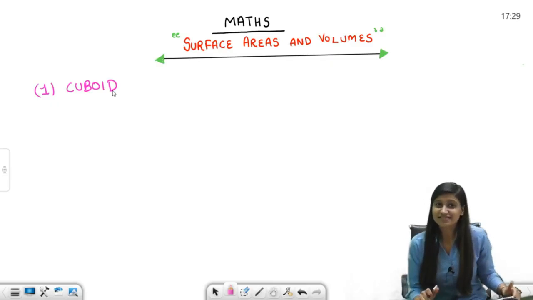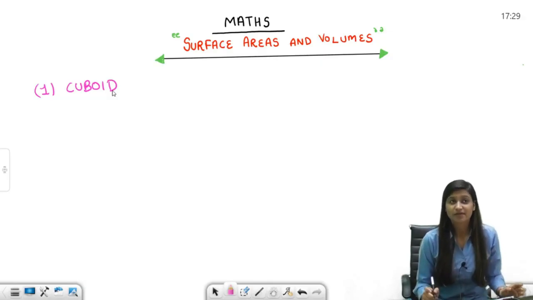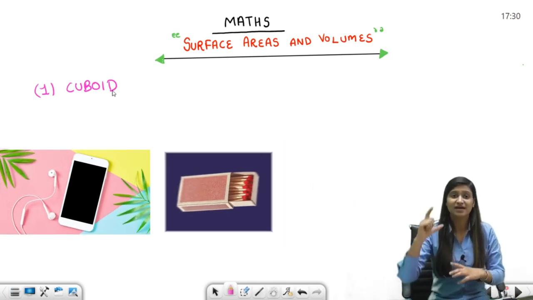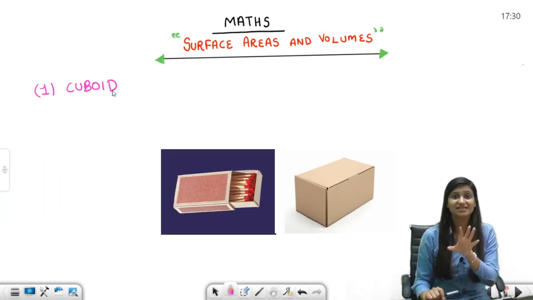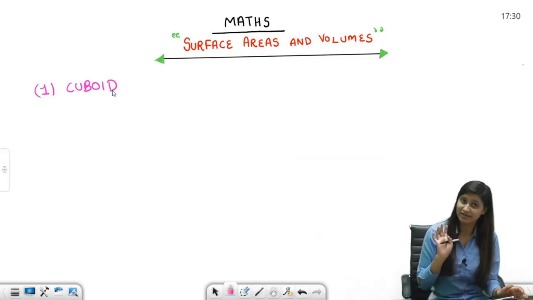There are various things which are present all around us which are cuboidal in shape. The first thing which pops up in my mind is my mobile phone. It has a length, a breadth and a height. That's what three terms a cuboid has, right?